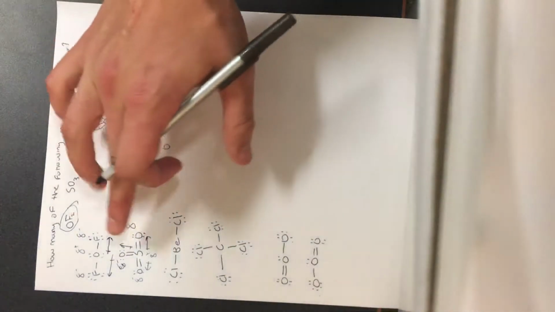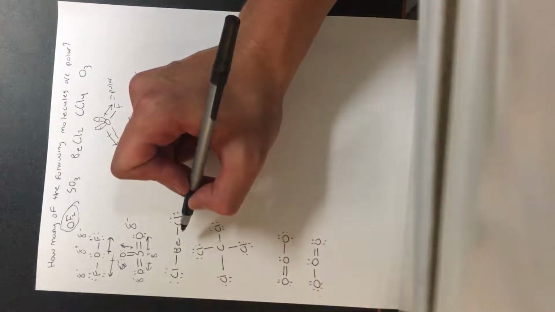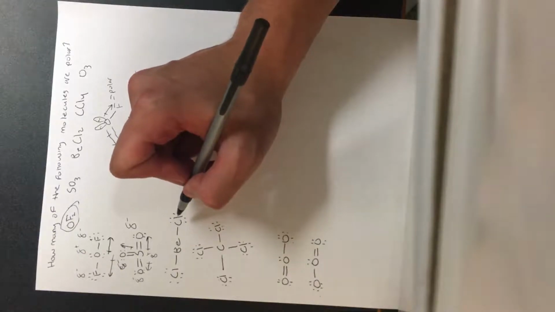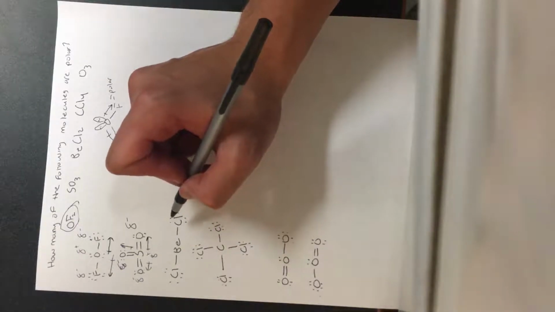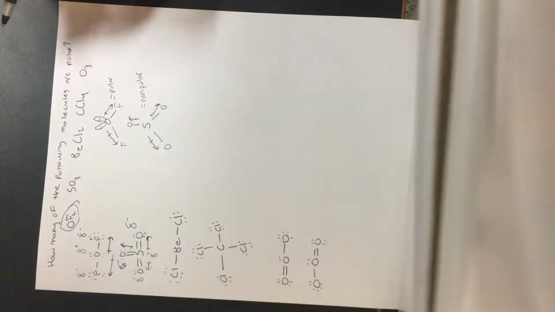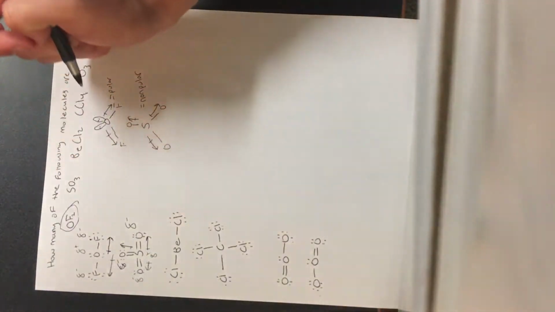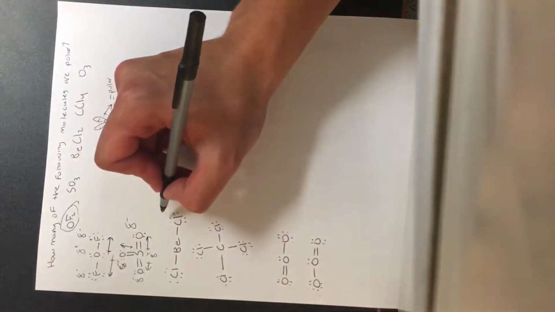There we go. Now this is completed. All right, now for BeCl2, we know that Cl is more electronegative than beryllium. We know that because of its placement on the periodic table. So, let's give chlorine its partial negative charge.